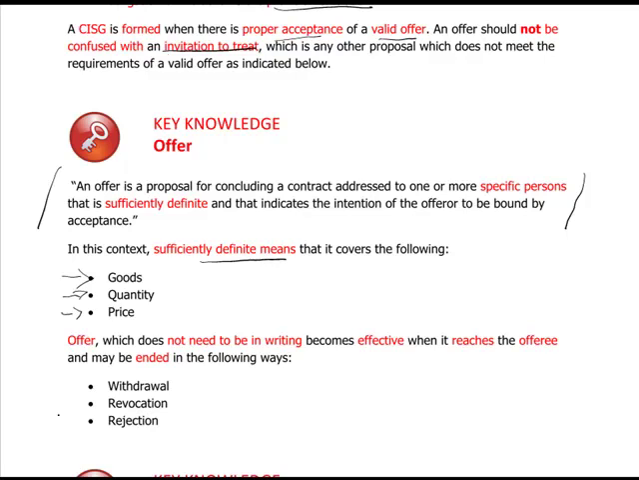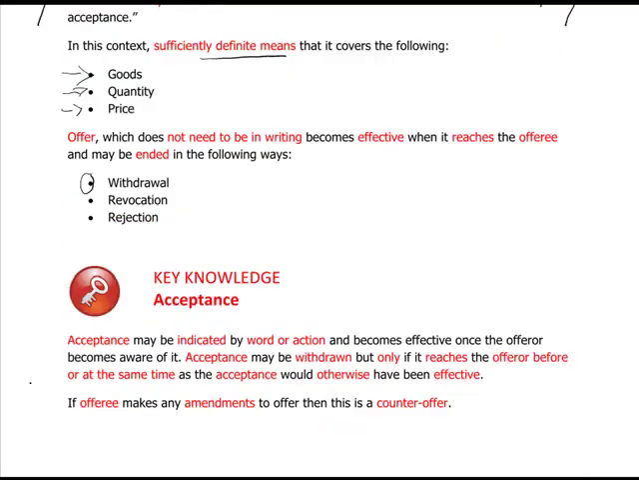An offer does not need to be in writing because it can become effective when it reaches the offeree and may be ended in the following ways: withdrawn, revoked, or rejected. The offeror can do either of those, okay, to end an offer. Okay, that's the offer side.